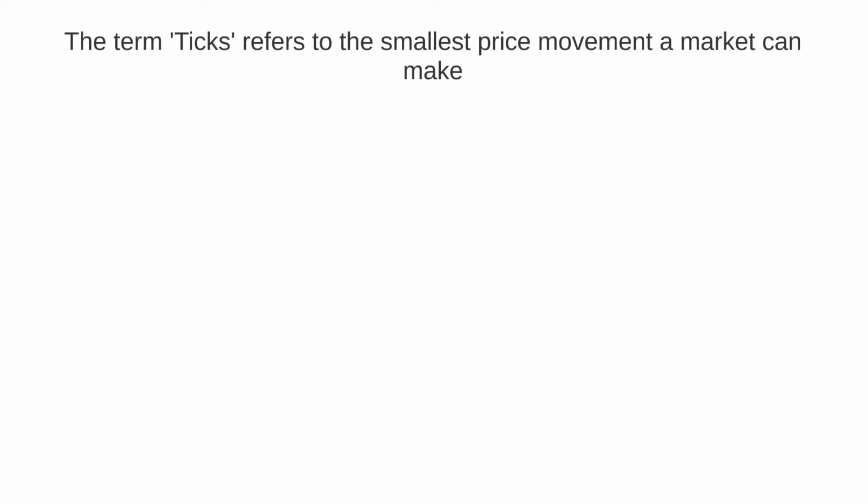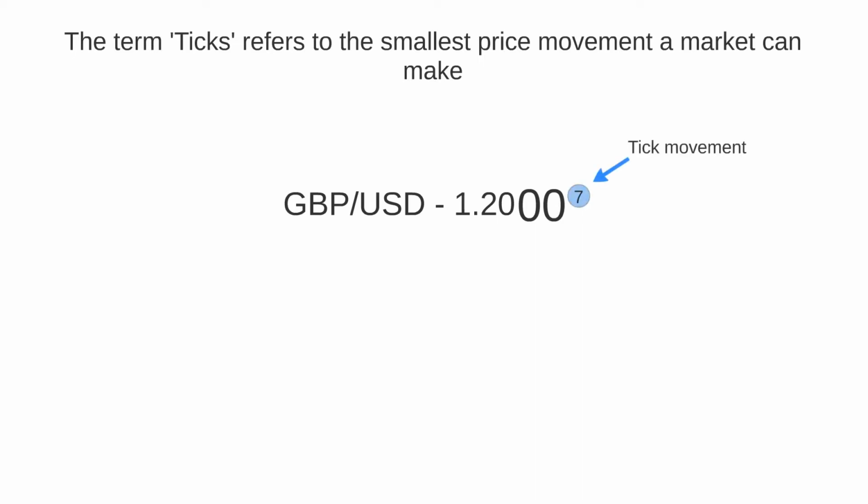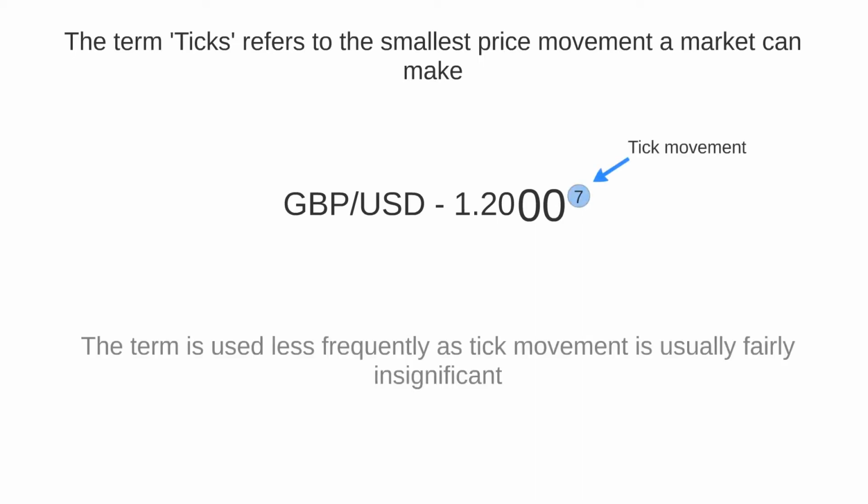Ticks, however, refer to the smallest price movement a market can make. As I said earlier, brokers have started quoting market prices to the 1/10 of a pip or a point. So a 1 unit change to the digit furthest right of the decimal place would represent a 1 tick move. This term is used less frequently by traders, as a 1 tick movement is usually pretty insignificant.